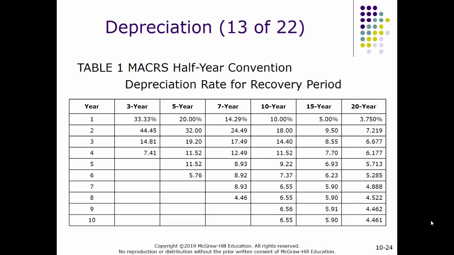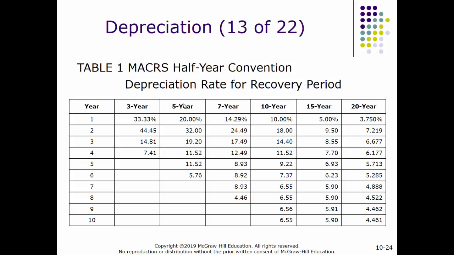In this MACRS table for the half-year convention, we see 6 different recovery periods. So if an asset is a 5-year class life asset, we're going to use this column every single year of that asset's life. In the first year, we take 20% of the cost of that asset as depreciation. The second year, we'll take 32%. In the third year, we'll take 19.2, etc., all the way to the end.